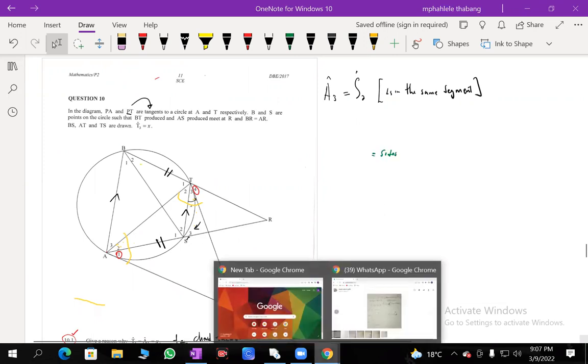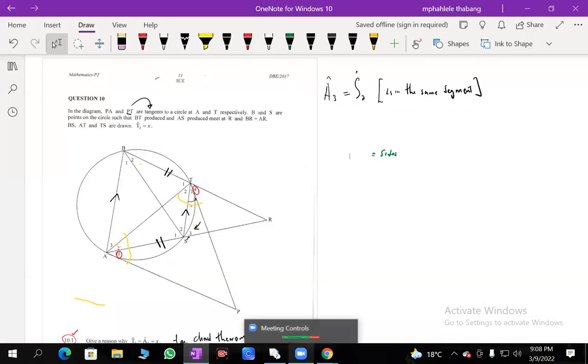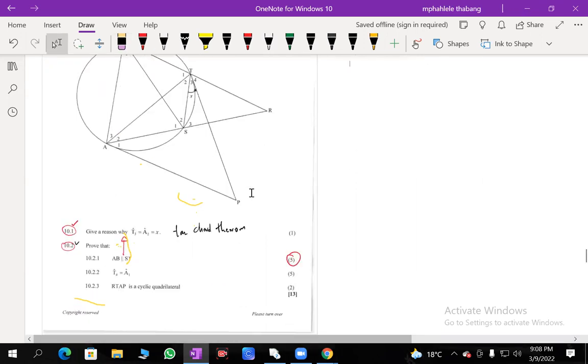Let's see what you have done. Let's just go through what you have done. You are saying T3 plus T4 equals B1 plus B2. Corresponding angles, true. I will need to erase a lot of things here. Let me pull this one up.